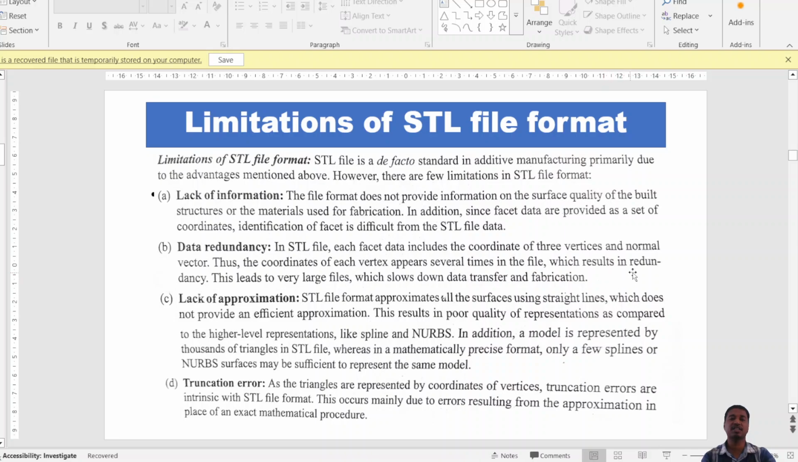Lack of approximation. STL file format approximates the surface using straight lines, which does not provide an efficient approximation. This results in poor quality of representation as compared to higher level representations. Truncation error. As the triangles are represented by coordinates of vertices, truncation errors are introduced with STL file format. This occurs mainly due to errors resulting from approximation in place of an exact mathematical procedure. So these are the basic limitations of STL file format.